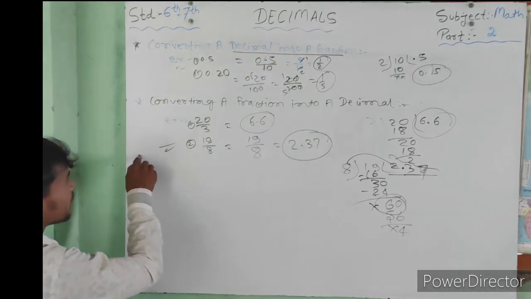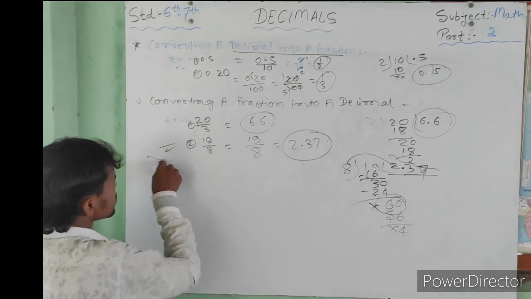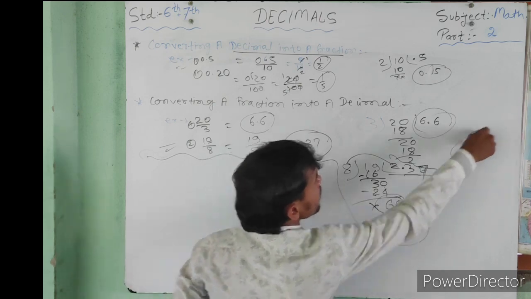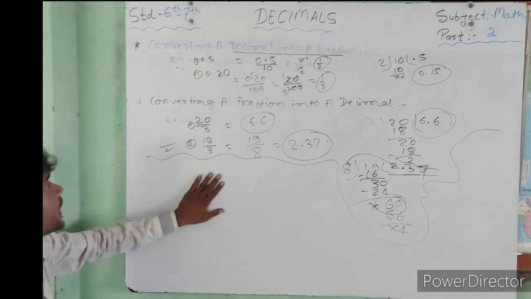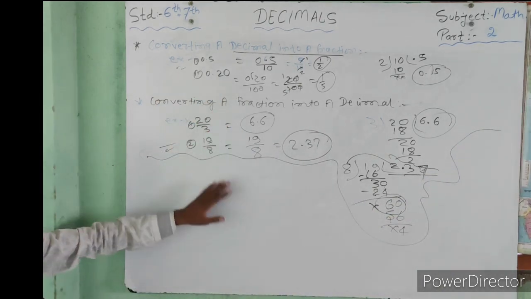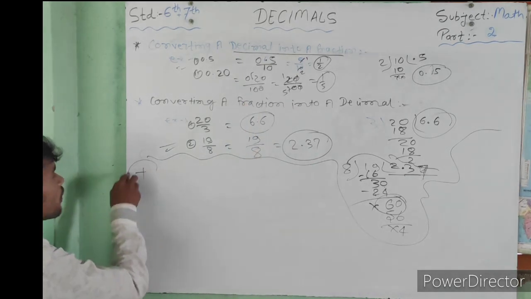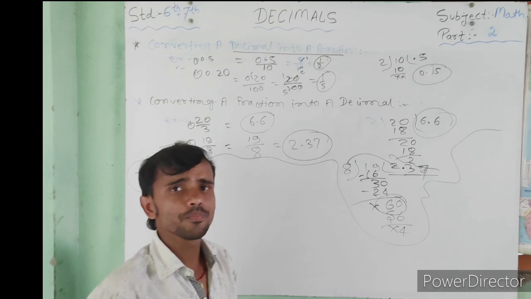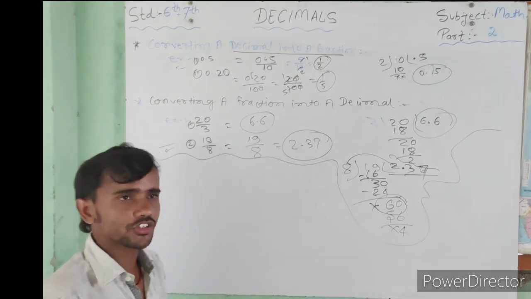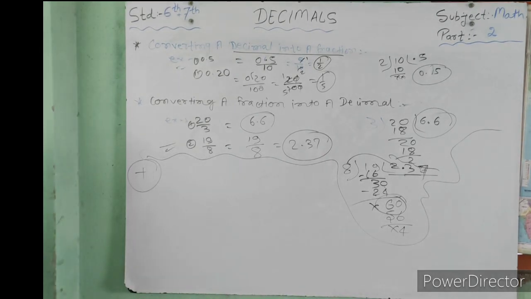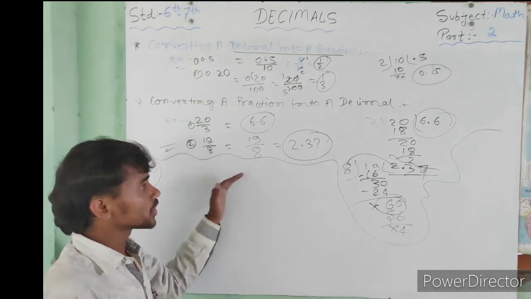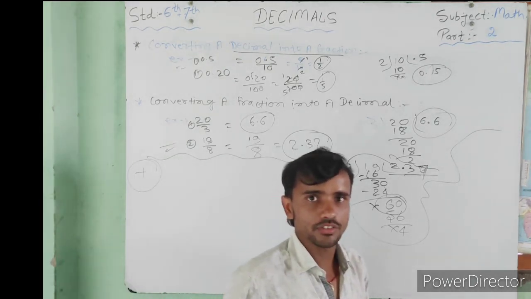So my dear students, that is so easy. It means this chapter is very easy when you convert decimal to fraction and fraction to decimal. And the next topic is addition of fraction, subtraction of fraction, multiplication of fraction and division of fraction.